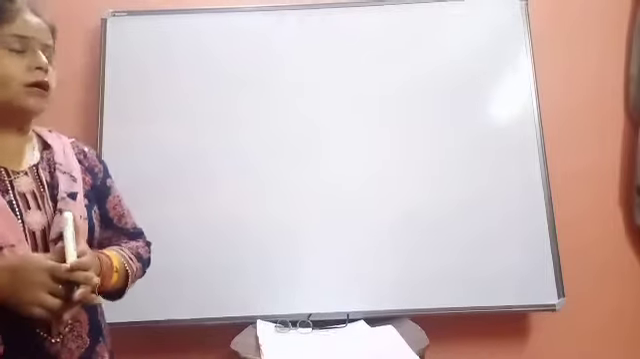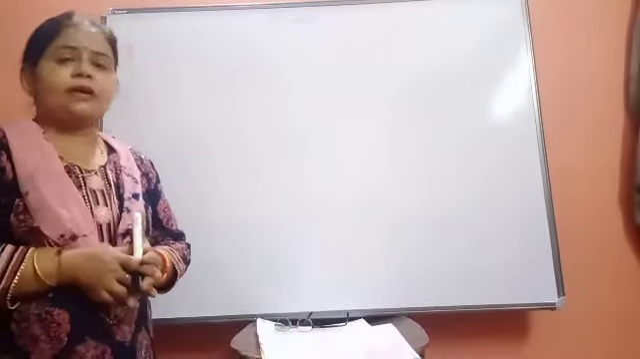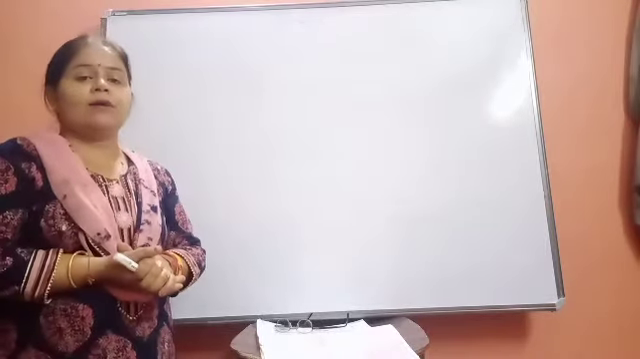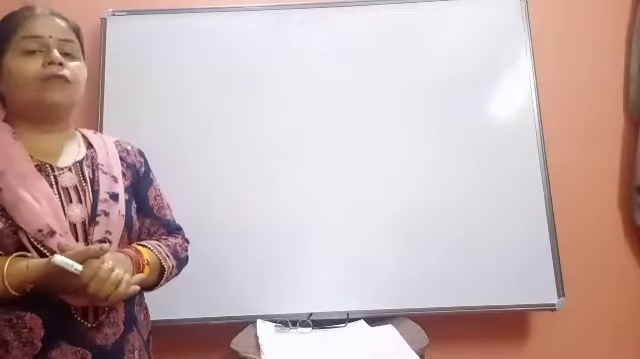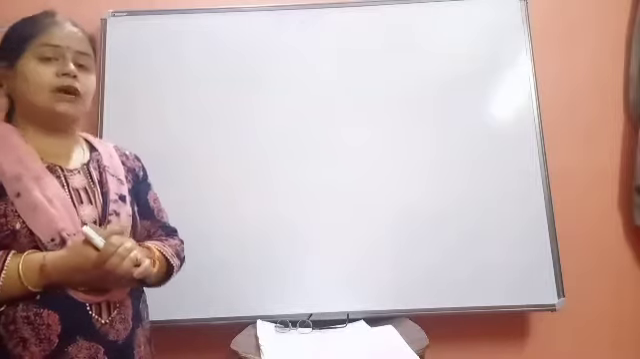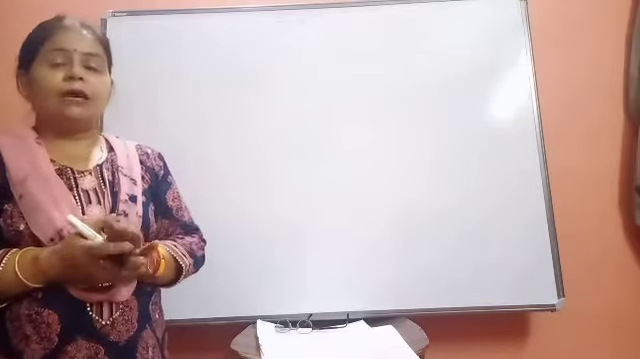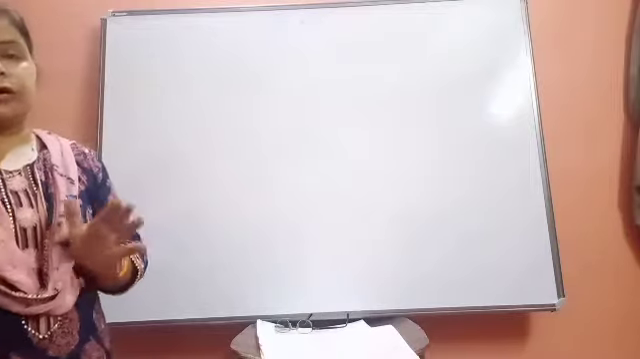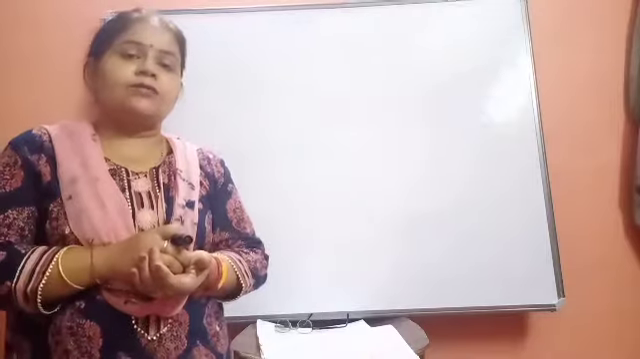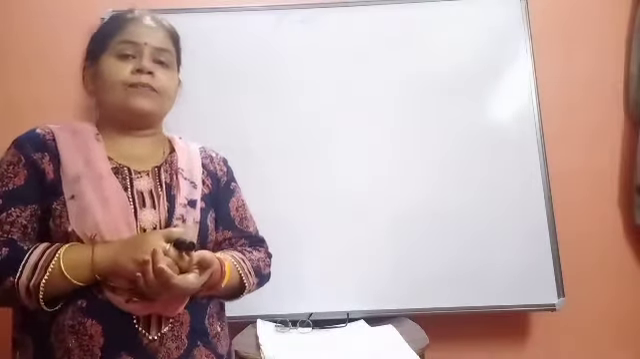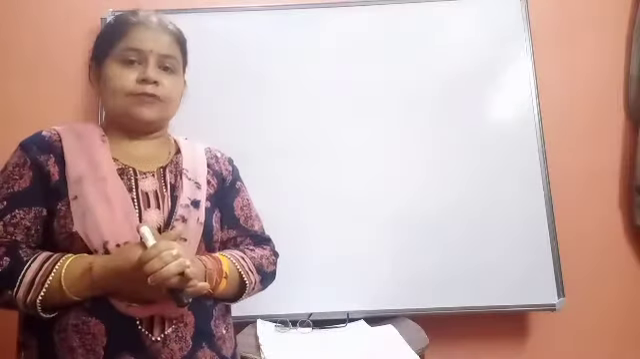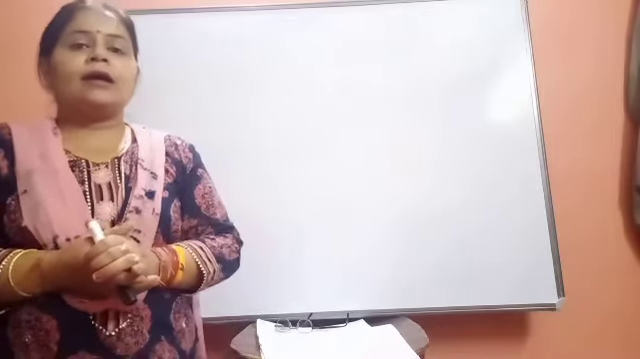Children, beta, in the previous period we completed up to exercise 16.1, and in that exercise you learned about the mean, how to take out the mean of the given observations. Today's class we are going to learn the median. Median means the middlemost value of the observations given, found in the form of statistics. So this is known as the median.